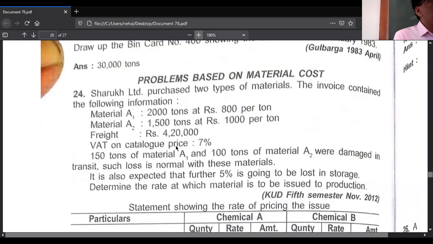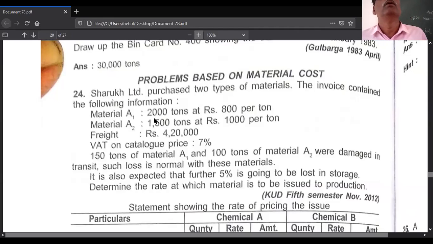So you have to allocate this common expense between A and B. We pay the freight based on the quantity, not based on the price. Freight is always fixed on the basis of quantity, but not on the basis of the price. Therefore, you allocate this 4,20,000 between A and B. A quantity is 2000, B quantity is 1500. You calculate the ratio between A and B.